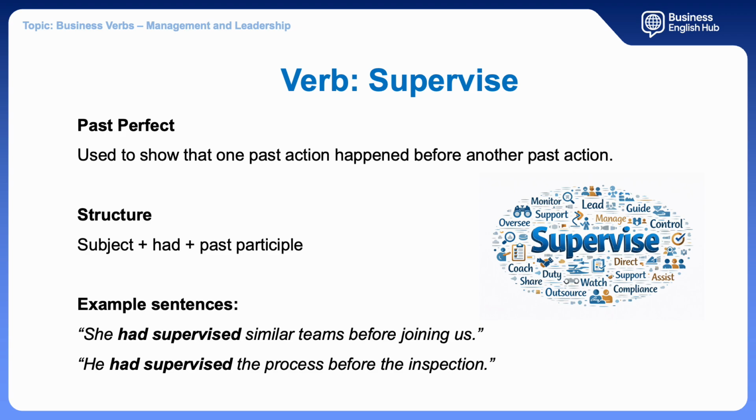Past perfect of supervise is used to show that one past action happened before another past action. Example sentences for this include: She had supervised similar teams before joining us. He had supervised the process before the inspection.